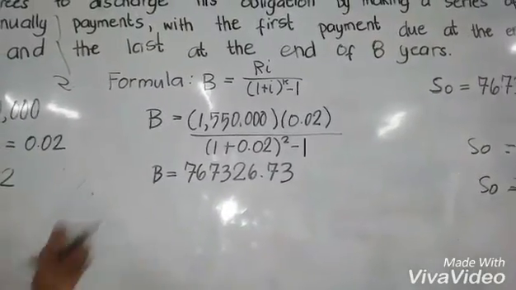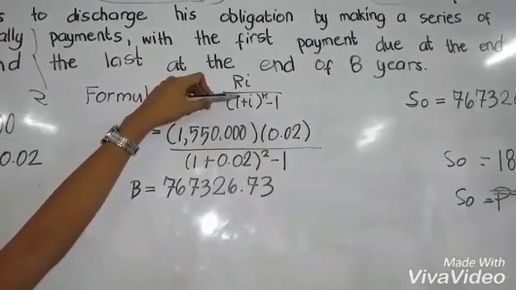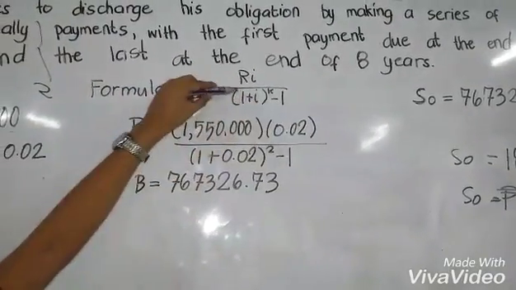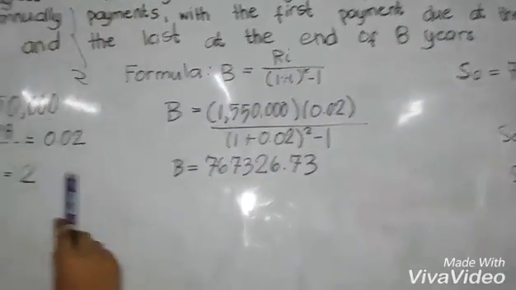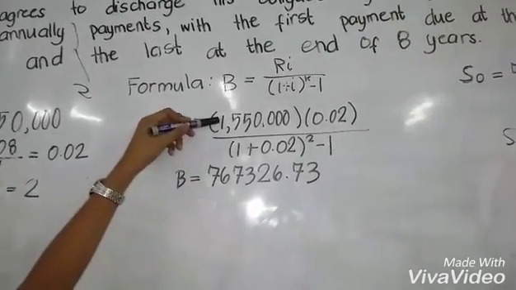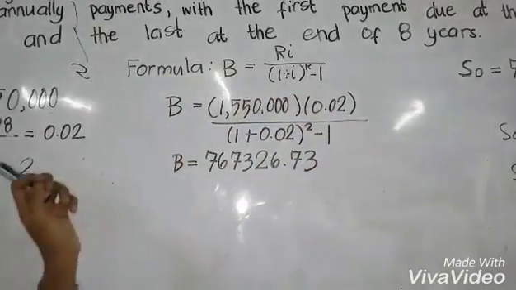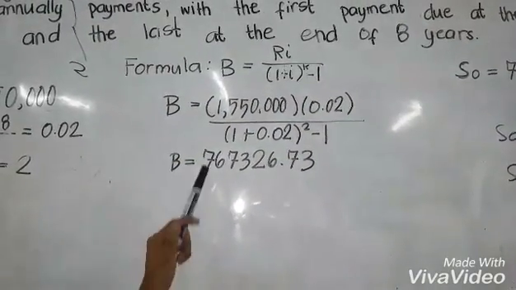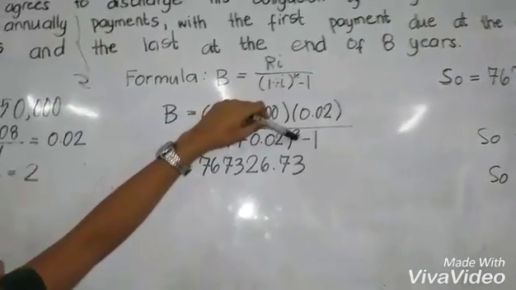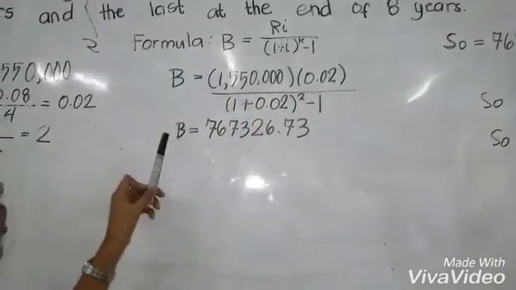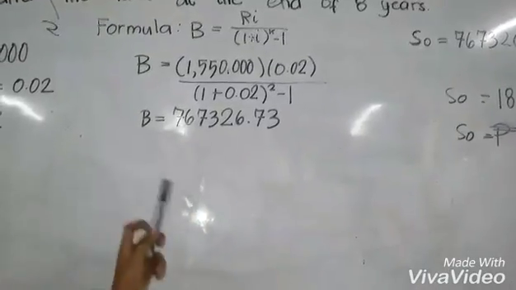My preferred formula is P equals R i over (1 plus i)^k minus 1. So remember, these are all constants. As we stated, R is the periodic payment, so 1,550,000 times 0.02, over 1 plus 0.02 raised to 2, minus 1. So that is equivalent to P of 76. So here are the results.